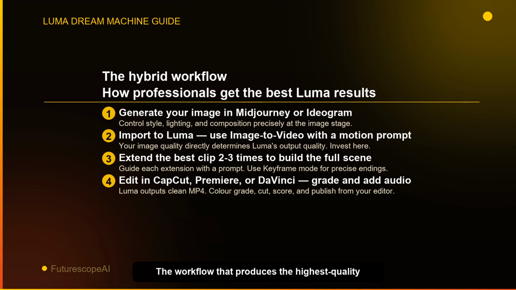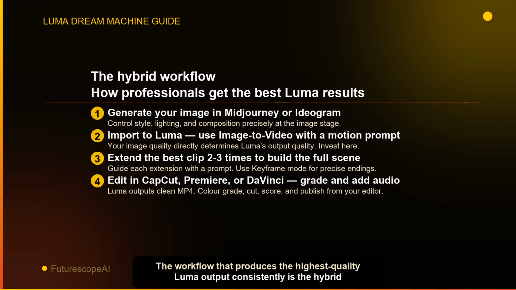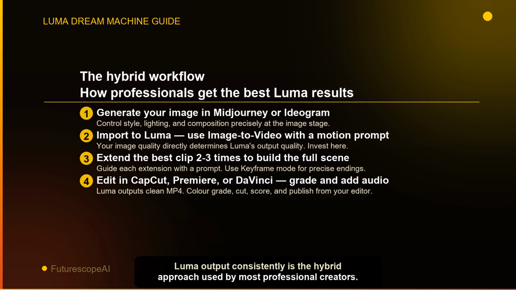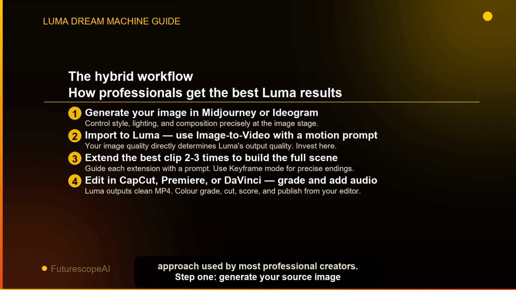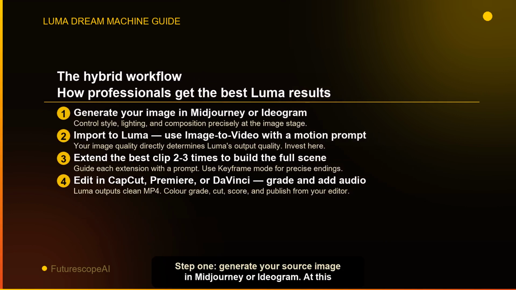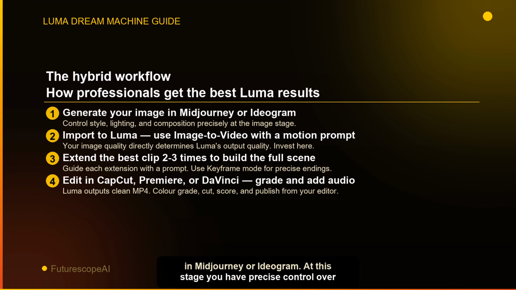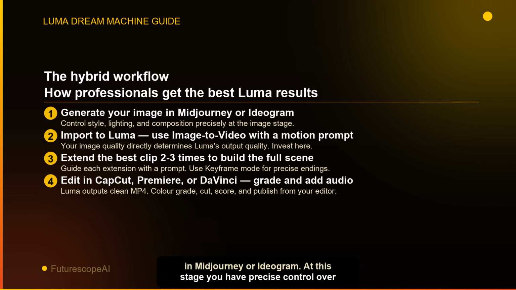The workflow that produces the highest quality Luma output consistently is the hybrid approach used by most professional creators. Step 1. Generate your source image in Midjourney or Ideogram. At this stage you have precise control over the visual style, composition, and lighting. Invest the time here because image quality directly determines video quality.